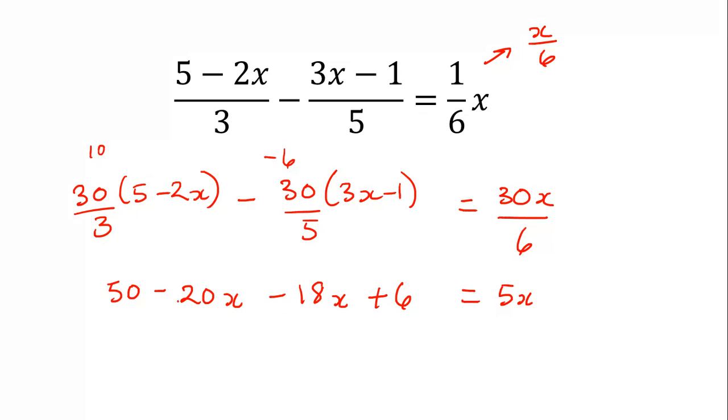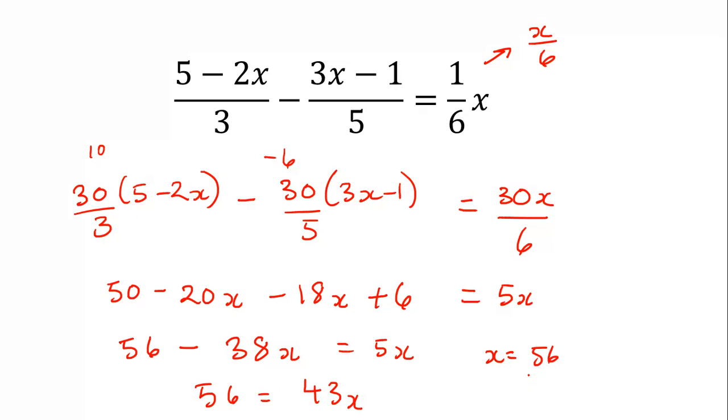So you might want to do some more lines of working out. I wouldn't have space to show it all, but if you do it correctly, you will end up with something similar to this. And I'm going to tidy it up. So I've got 56 minus 38x equals 5x. So 56 equals 43x. It's not going to be a nice number, so x equals 56 over 43, which I'm pretty sure is going to be a horrible decimal.